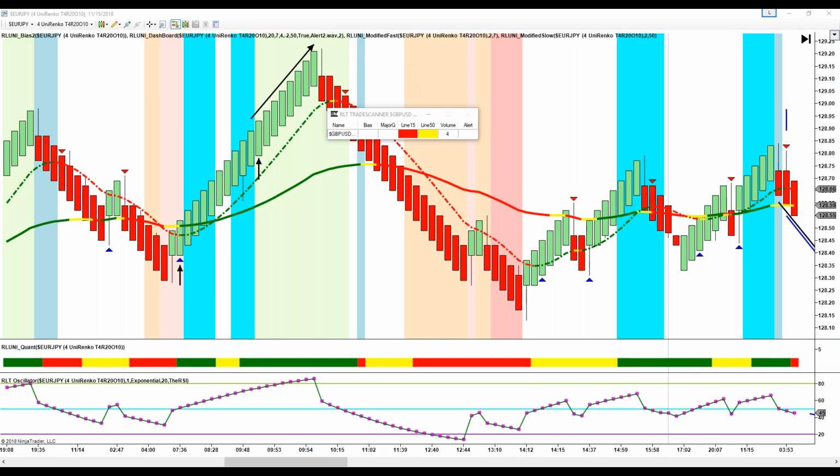We are 99% on Sierra, but Ninja has really always been our primary focus. And this thing is so complex, it's brutal to roll it over to other platforms. Remember, this is looking at other markets and multiple time frames. So it's a difficult system to roll to other platforms.